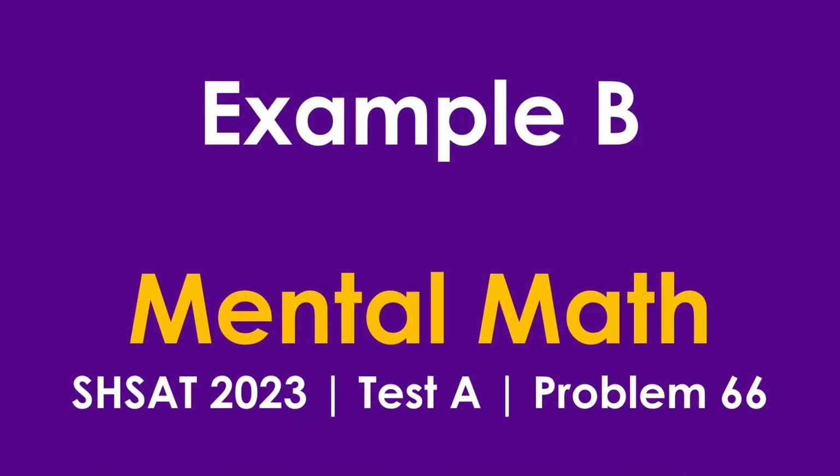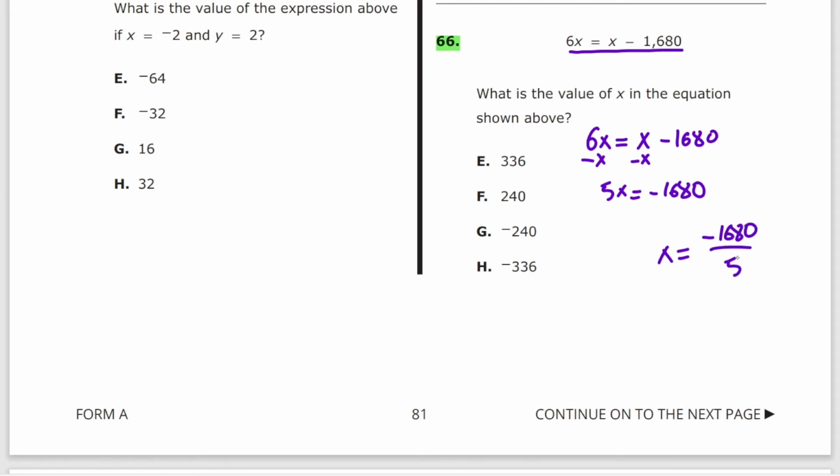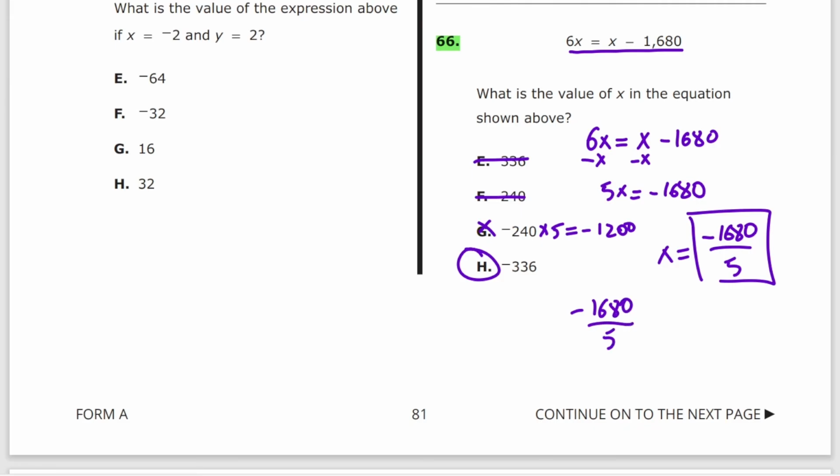Another example is problem 66, test A, SHSAT 2023. What is the value of x in the equation shown above? 6x is equal to x minus 1680. So you get 6x minus x, you get 5x is equal to negative 1680. Most of you will just do x equals negative 1680 divided by 5 using long division. What I would do, I know that this is a negative answer. So E is out and F is out. Now, is it G or H? I don't know. Let me multiply G by 5. Knowing my mental math, it's going to be negative 1200. It's too tiny, so G is out. It must be H. I used multiplication instead of long division, and I bet you that negative 1680 divided by 5 will take you a lot longer than to multiply 240 by 5.